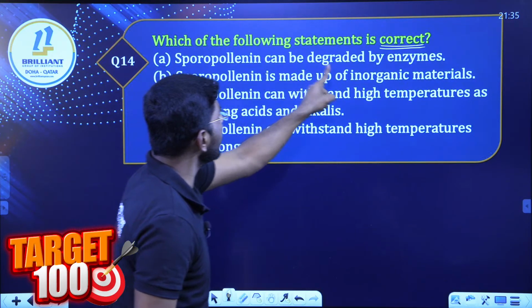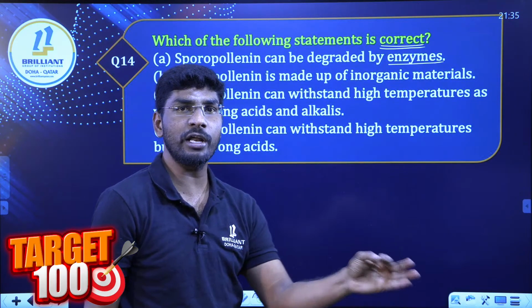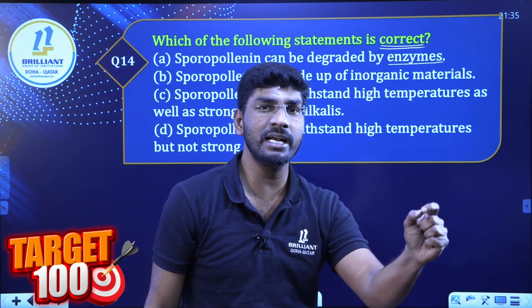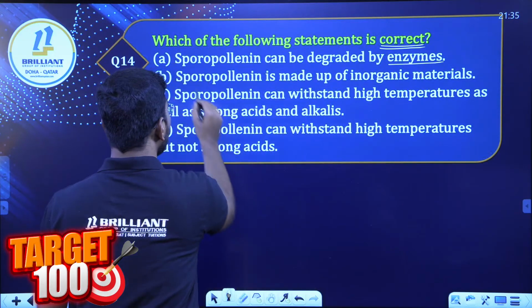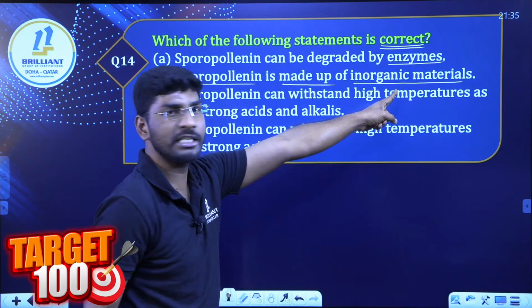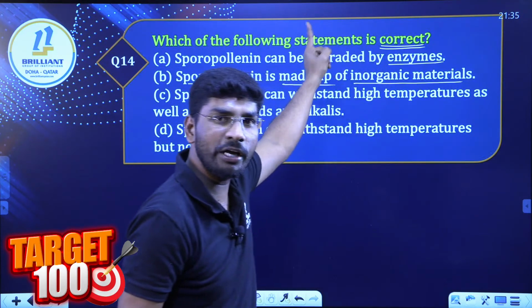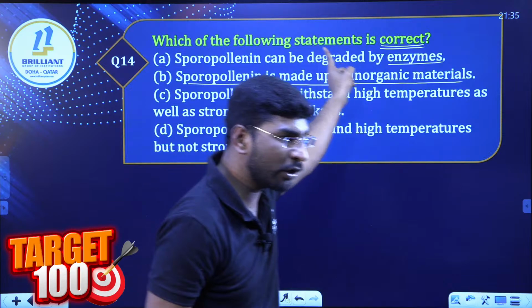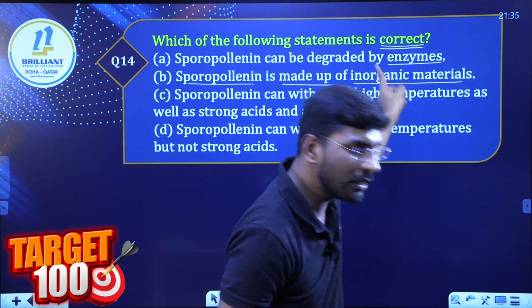Sporopollenin can be degraded by enzymes? No sir, sporopollenin is a highly resistant chemical. It cannot be destroyed by the enzymes. Number 2, sporopollenin is made up of an inorganic material. What's wrong in this B, online students? Something is wrong in B. What is that? Can any one of you tell me? Ruchi, Albert, Ahmad Shafi, something is wrong.